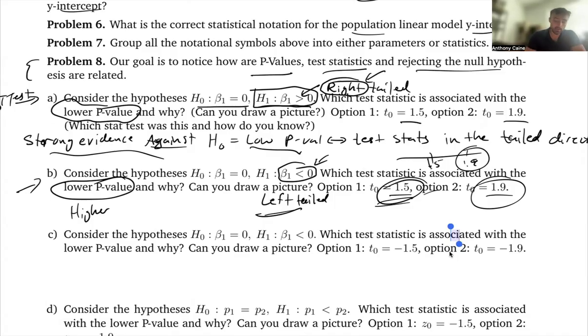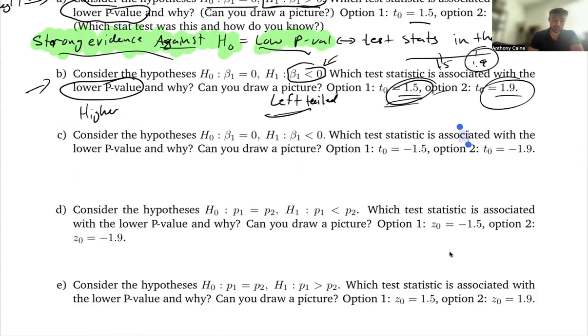The other thing to keep in mind is that with any of these problems, instead of asking which one has a lower p-value, I could have asked which one is stronger evidence against H naught. It would be the same question using different wording, right? I should have done that in these ones, but I didn't. I just copy and pasted. Sorry. So if we look at C, this is also left-tailed, and this number lies more to the left. So this number has a lower p-value.